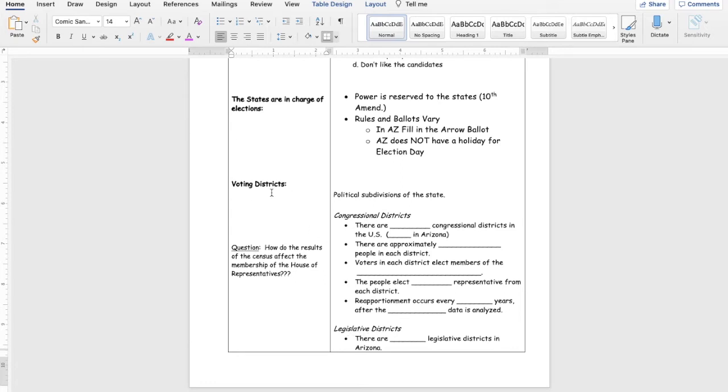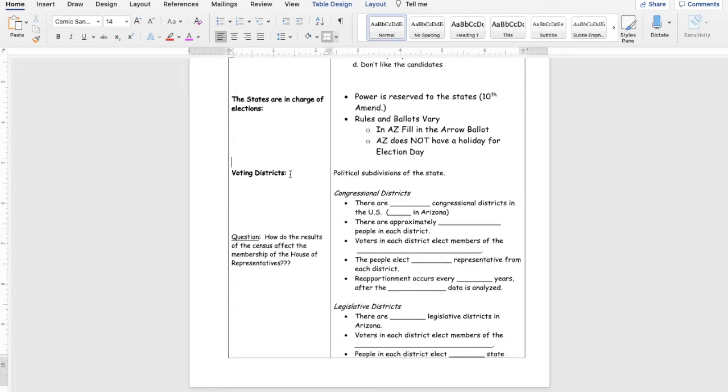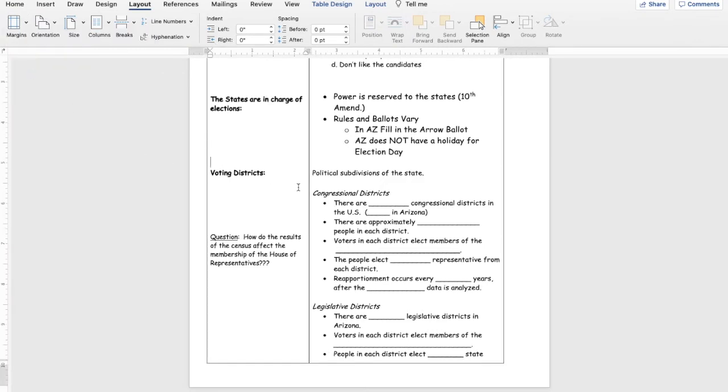Let's go ahead and see if we can squeeze some more in here. There we go, and boom. Let's make this a little bit bigger. Let's go to the layout. Go to margins, narrow it. There we go.